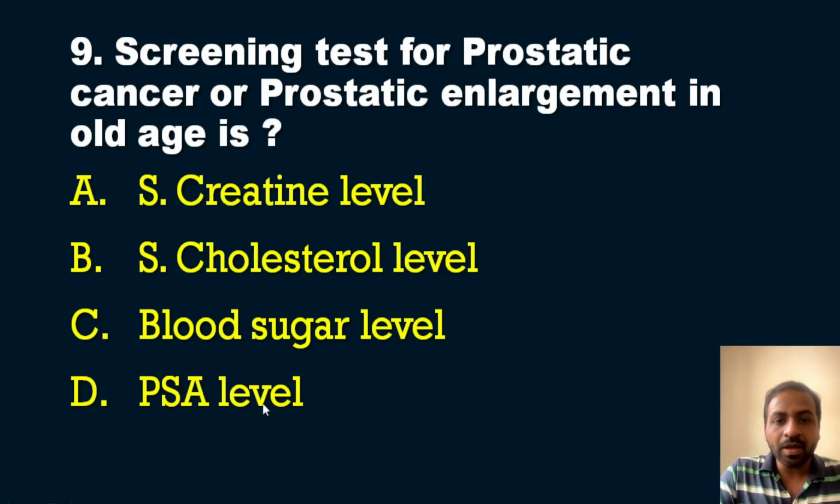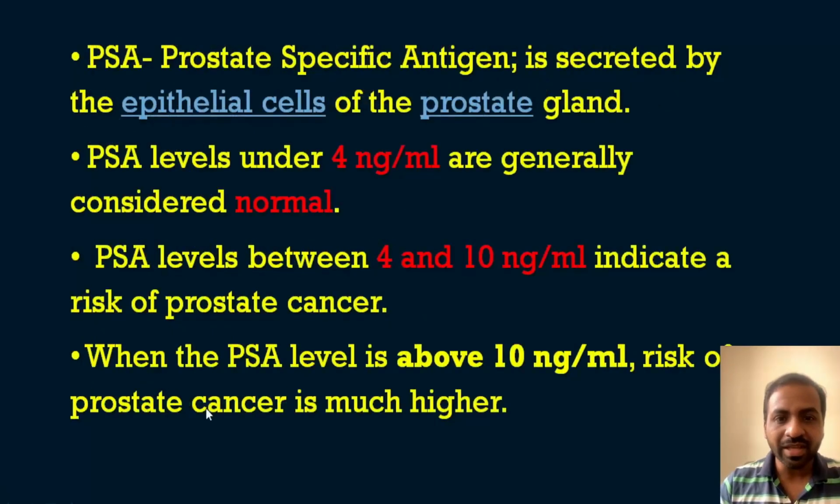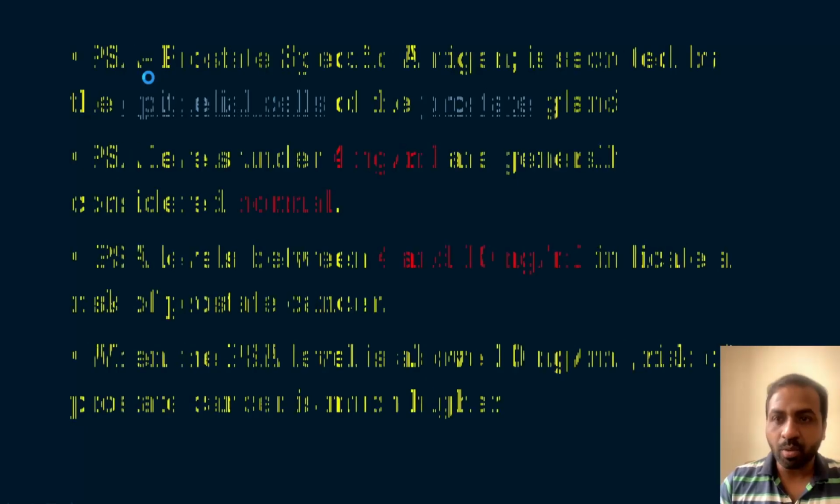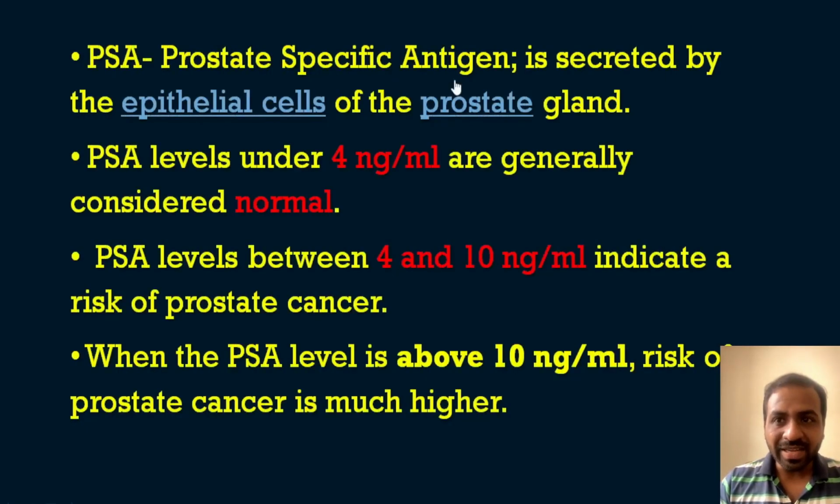Okay, so what is the answer? Screening test for prostatic cancer. Simple question, but it's very, very important. The answer is PSA level. What does PSA stand for? We will see in the explanation. PSA, otherwise known as prostate specific antigen, is secreted by the epithelial cells of the prostate gland. You know that the prostate gland is present only in males.